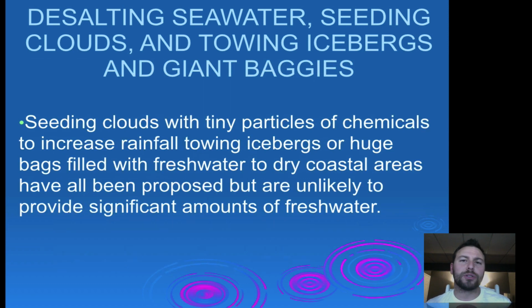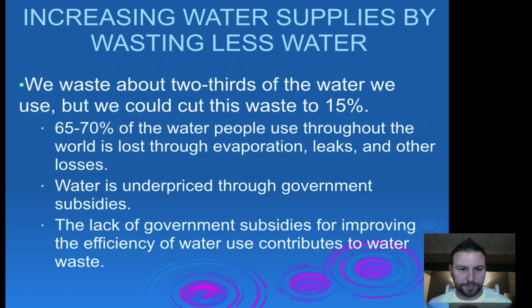Another option is seeding clouds, which is a little bit of a dream, but if we seed clouds, then we can get rainfall to happen in certain areas. Allegedly there was a little bit of work done with it, but how practical it may be, I'm not really sure. One of the best things we could do, though, is water efficiency.